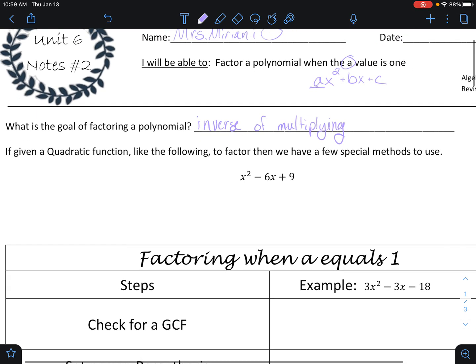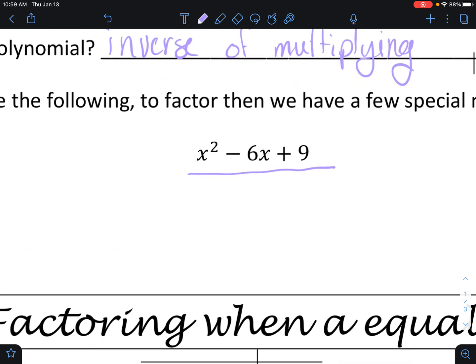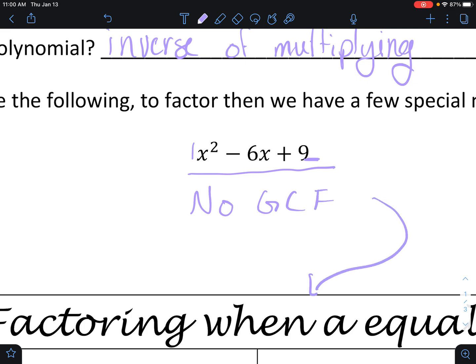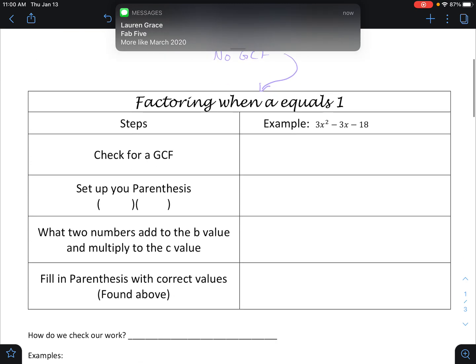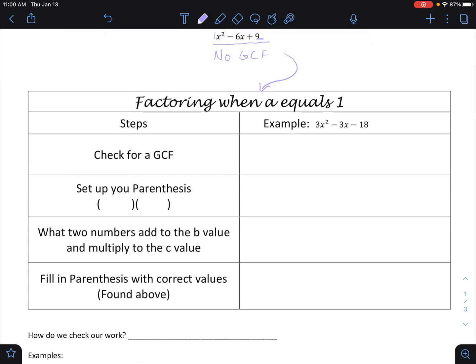So if given a quadratic function like the following, to factor, we have a few special methods to use. Yesterday we talked about finding the greatest common factor. Well, this one does not have a greatest common factor, because this 9 doesn't have an x, and the first number is a 1, just like we talked about, the a value is a 1. So there's no greatest common factor. Since there's not one, we're going to use this next method to try and factor it and break it apart. So factoring when a value equals 1.